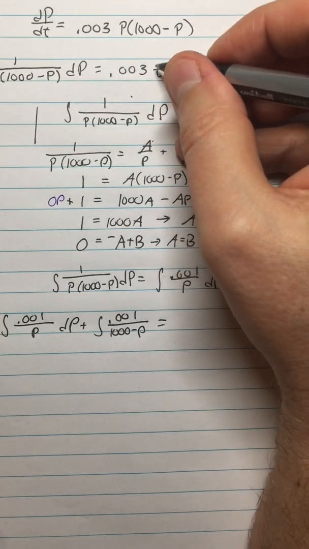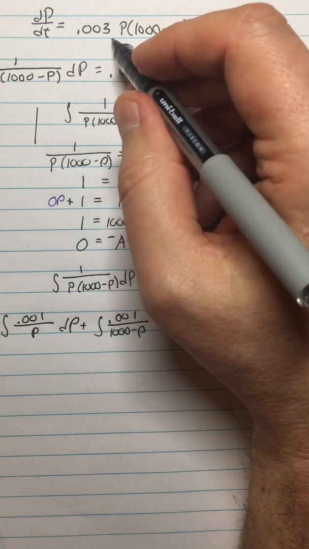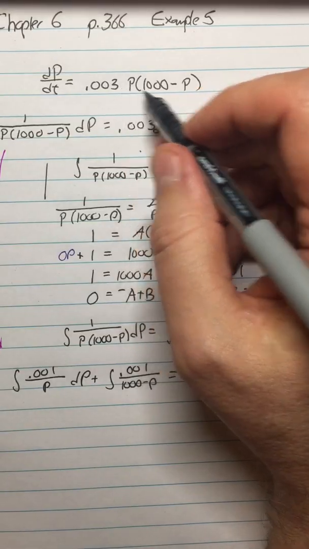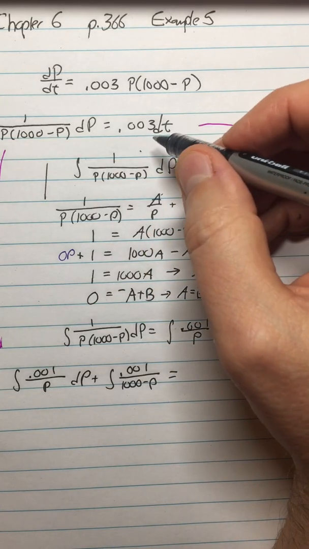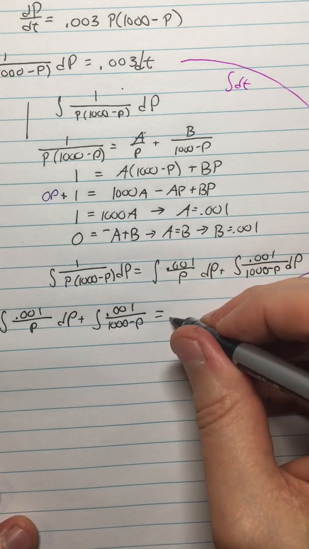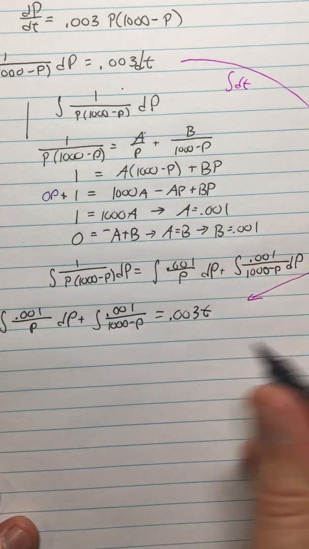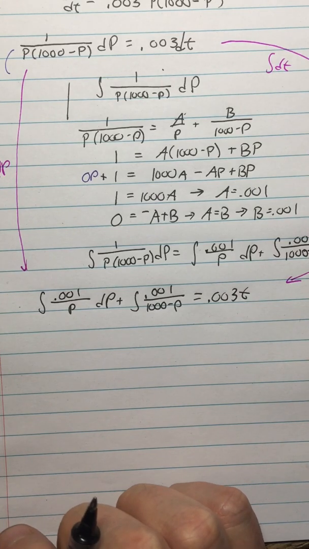Oh, I'm sorry, this was not 0.03t, it's 0.003 dt, because there was no t in this equation. So that means there's no t here. Where I got that t, though, is that now we're supposed to do the antiderivative of this. So now we're going to have 0.003t. And I'm not going to put the plus c yet because I still have integrals in the equation. All right, so that's what we got there.